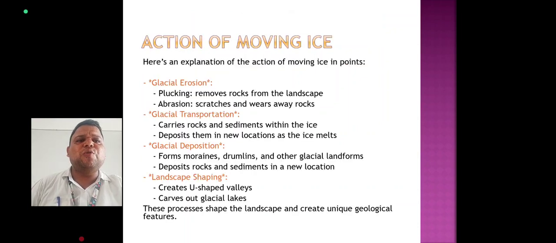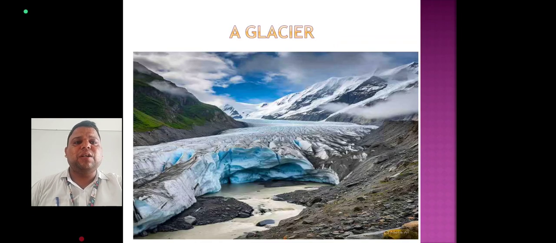Now, the action of moving ice. Here is the explanation of moving ice in points: glacial erosion, glacial transportation, glacial deposition, and landscape shaping, creating U-shaped valleys and carving out glacial lakes. The process shapes the landscape and creates unique geological features. In glacial erosion, plucking removes rock from the landscape, and abrasion scratches and wears away rocks. Now, this picture shows the glacier.